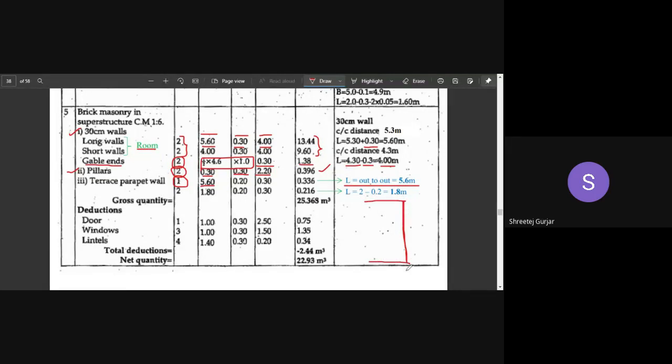No need to provide wall over here, right? Because already there is a wall for your room which is constructed over here. So this is not considered. So only 1 long wall and 2 short walls, okay?